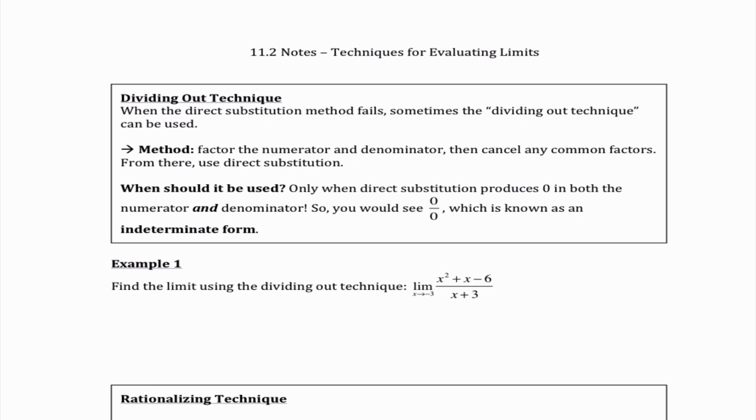The first is something that we call the dividing out technique. And so what the dividing out technique means is that we can factor the numerator and the denominator and then cancel out any common factors. Once we've done that, then we can go ahead and use direct substitution.